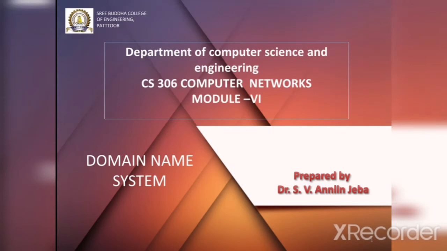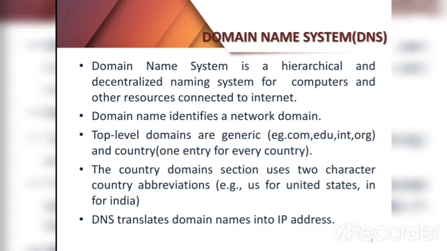Hi everyone. In this session, we shall study about domain name system, which is a topic in module 6 of CS 306 computer networks. A domain name system is a hierarchical and decentralized naming system which is used for assigning names for computers or other resources connected to an internet.